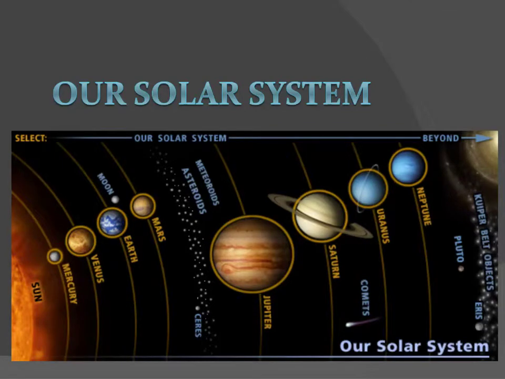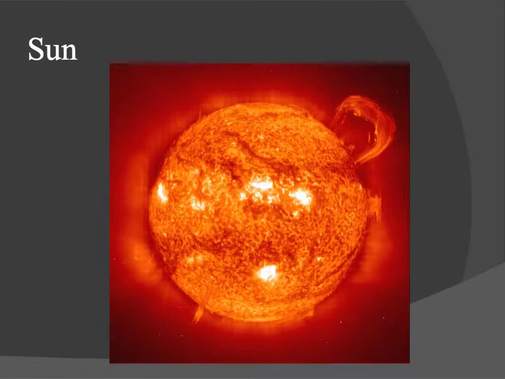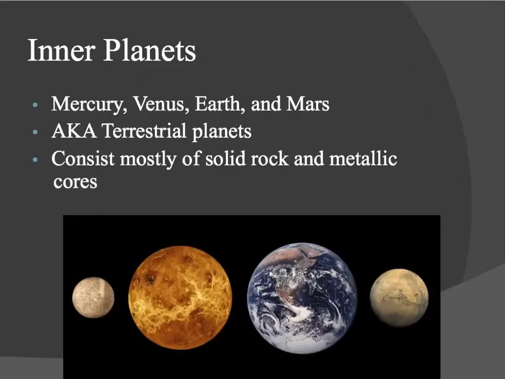Our last section is about our solar system, the order of the planets, and also distinguishing characteristics of each. Alright, so at the center of our solar system is the sun, in which all of the planets revolve around. So if we were reviewing, I would ask you what this thing is, and you would tell me it's a prominence. Right, good job.